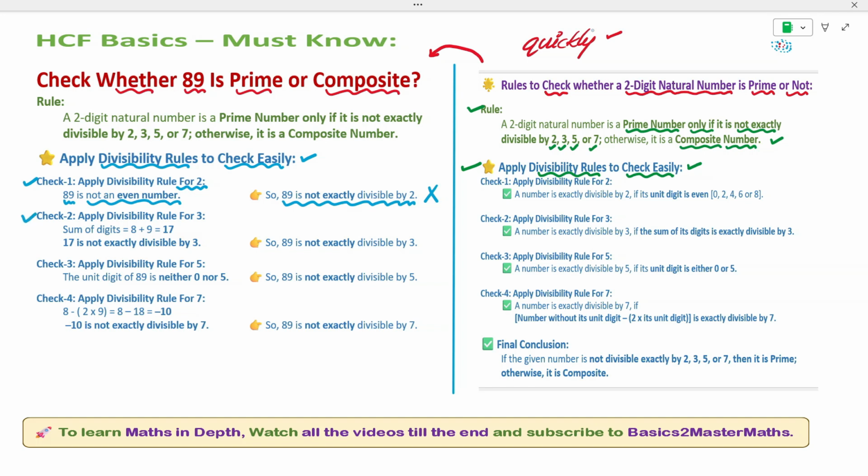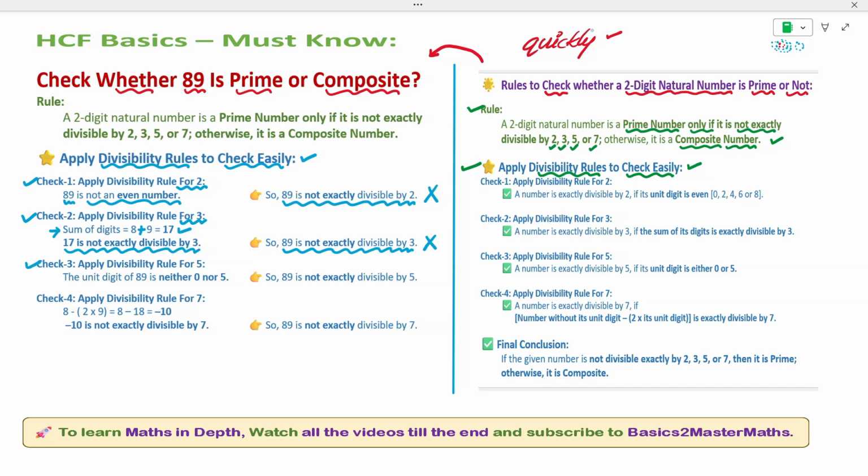Check 2. Apply divisibility rule for 3. First, find the sum of digits. 8 plus 9 gives you 17. But 17 is not exactly divisible by 3. Therefore, according to the divisibility rule for 3, 89 is also not exactly divisible by 3. Got it?